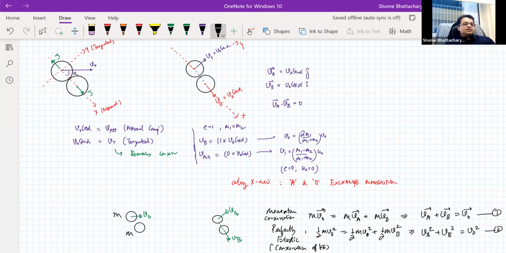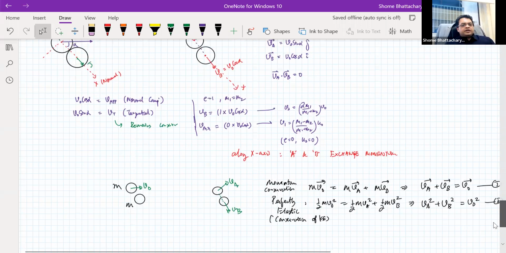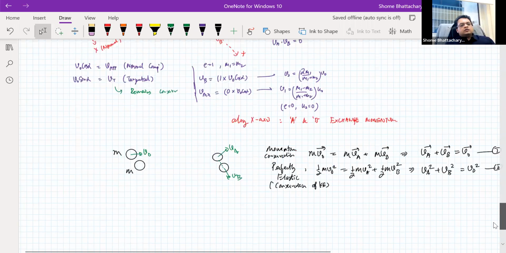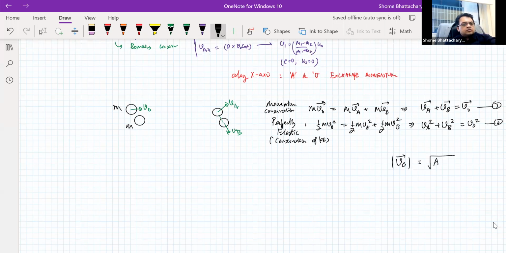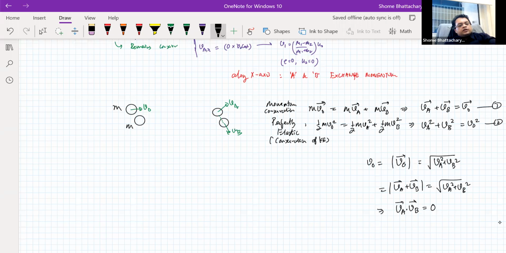Now, if you go back to vector algebra, this is the condition for two vectors to be perpendicular to each other. So the magnitude of v naught is the square root of va square plus vb square, and the magnitude of v naught from the first equation is mod va plus vb. So mod va plus vb is root of va square plus vb square. And it can only mean one thing, that either one of the two is zero, which is not the case over here. The dot product is zero, so they are perpendicular vectors.